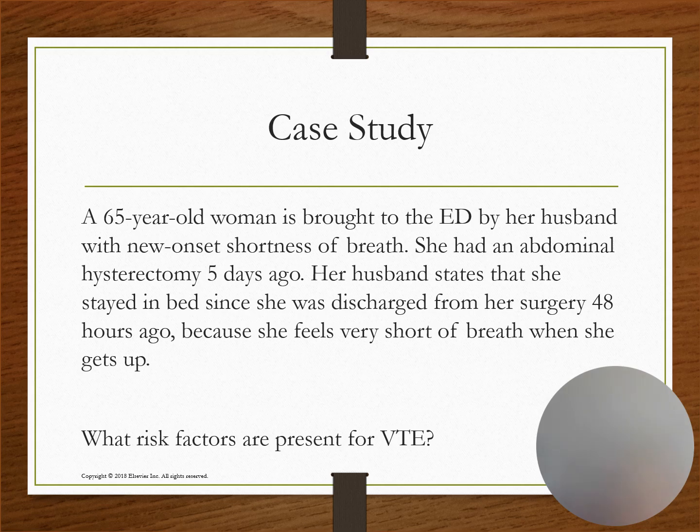So we have a 65-year-old woman who's brought to the emergency department by her husband with new onset shortness of breath. She did have an abdominal hysterectomy 5 days ago, and her husband states that she has stayed in bed since she was discharged from her surgery 48 hours ago because she felt very short of breath whenever she got up. So what risk factors are present for the venous thromboembolism? Well, prolonged immobility. She is older, but I'm not going to say she's old. And she's had recent surgery.